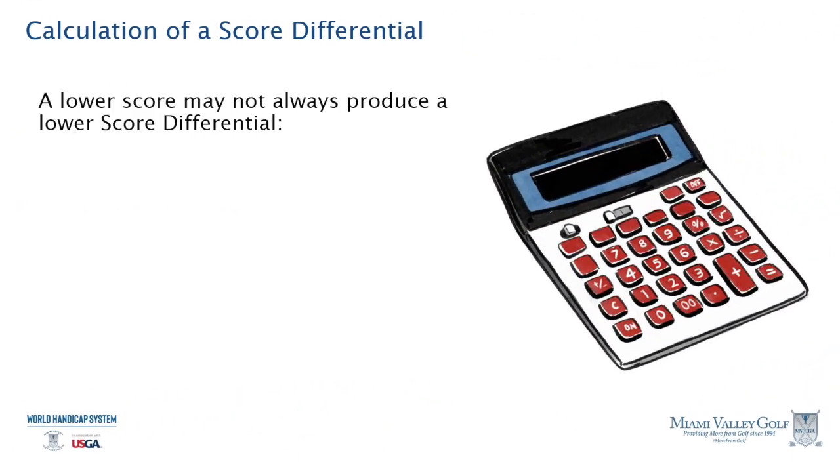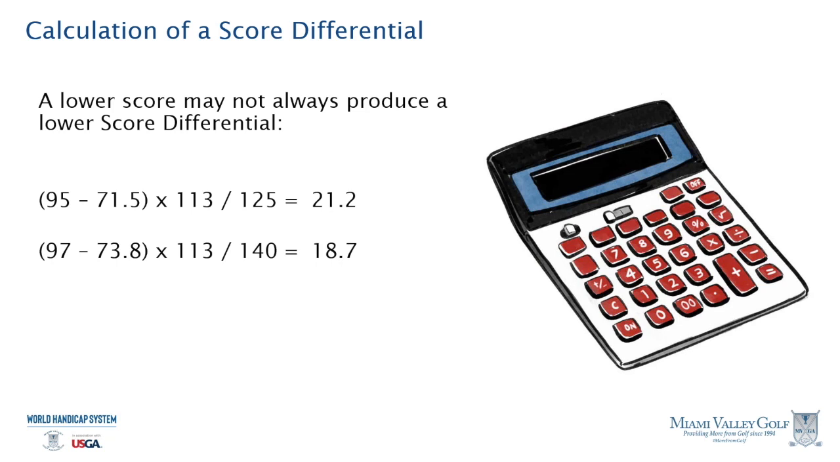All right. So a lower score may not always produce a lower score differential. If we shoot a 95 with a course rating of 71.5 and a slope of 125, we end up with a 21.2 differential for that round. Consequently, we go and play a harder golf course from a scratch rating component with a higher slope, that differential is going to go lower, which is kind of what we see now.